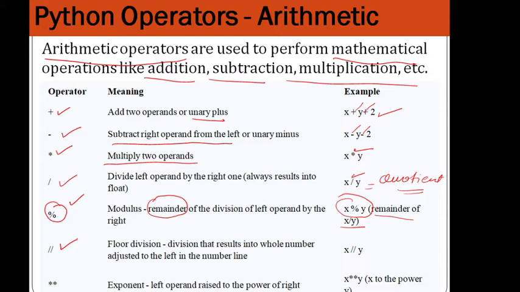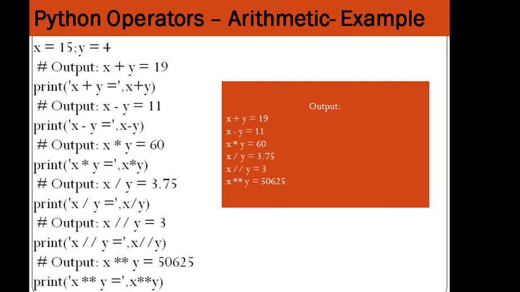Then there is floor division. In floor division, when you divide x by y, whatever the decimal part is, the whole number is kept, adjusted to the left on the number line, and that will be your floor value. Then there is the exponent. Exponent is the power: x raised to the power y. So let's see the examples here.